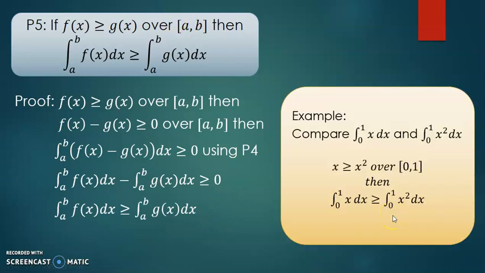Let's do this example. Compare the integral from 0 to 1 of x dx and the integral from 0 to 1 of x squared dx. First, according to this property, you need to see which function inside the integral is greater than the other. So we need to look at x and at x squared over the interval 0, 1. We know that x is greater than or equal to x squared over the interval 0, 1. Then the integral from 0 to 1 of x would be greater than or equal to the integral from 0 to 1 of x squared dx.